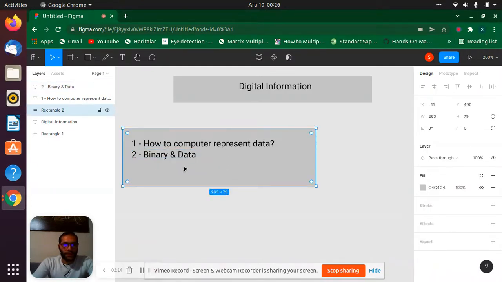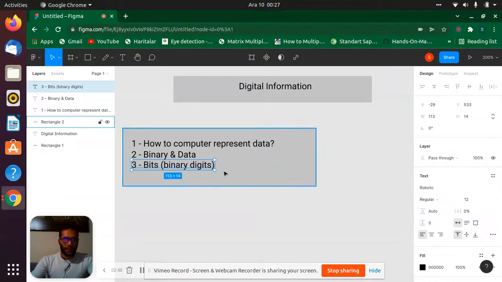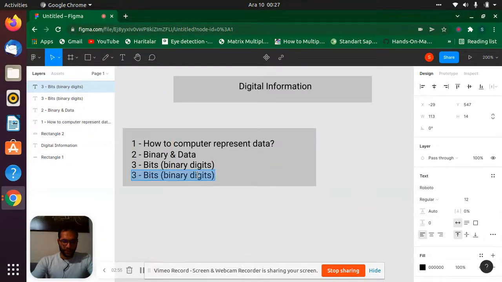Yeah, now I will come down and we need the third one. It will be here, maybe. Yes, the third one is about bits, binary digits. Bits are like binary digits. And fourth, it can be here, the fourth one, bytes.